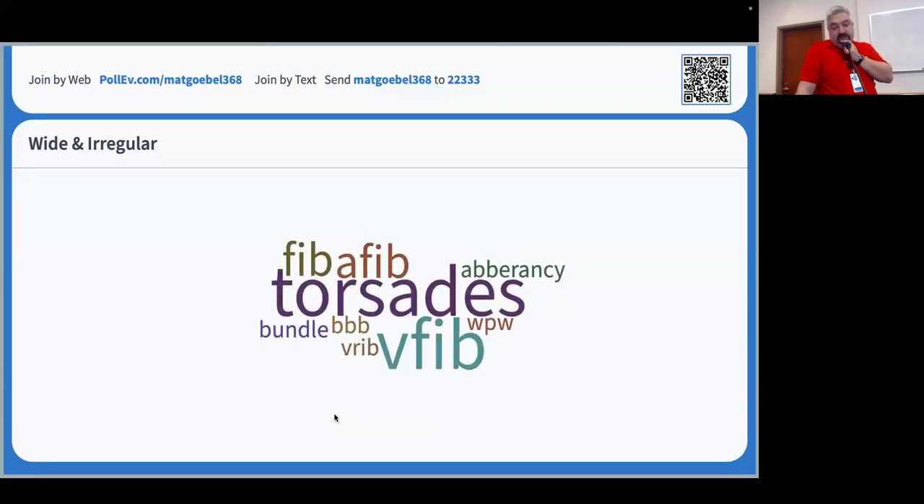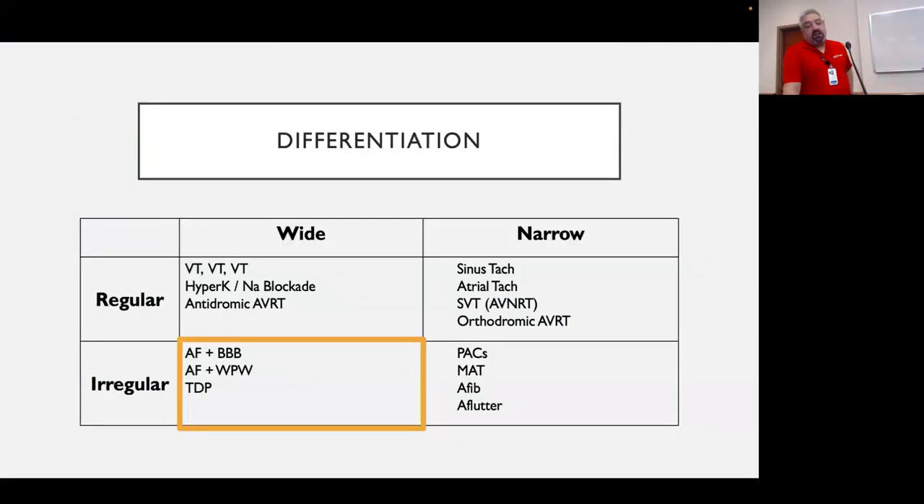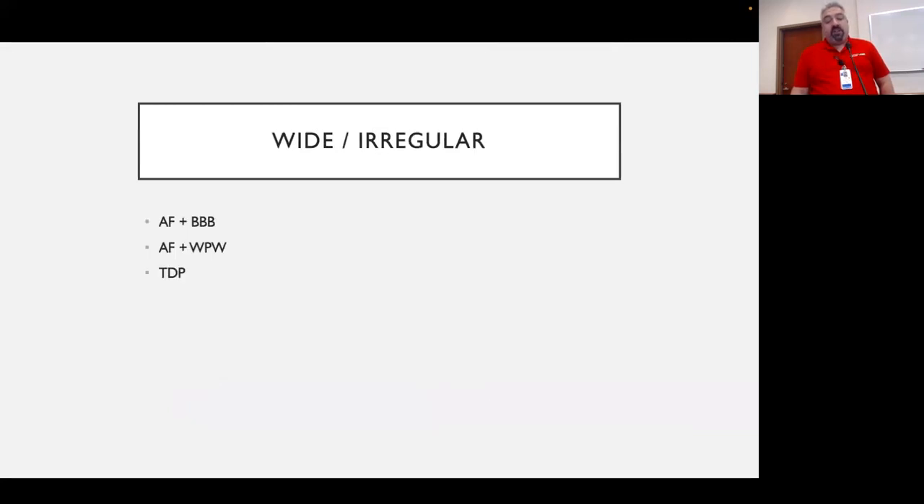Torsades, good. Okay. So when you get into the wide and irregular, it can be something as benign as atrial fibrillation with a bundle branch block, or something as scary as AFib with WPW or torsades. Okay, but 2 out of 3 of them are very serious, and 1 of them is meh, which is why I say here be dragons, especially when you're trying to differentiate them.